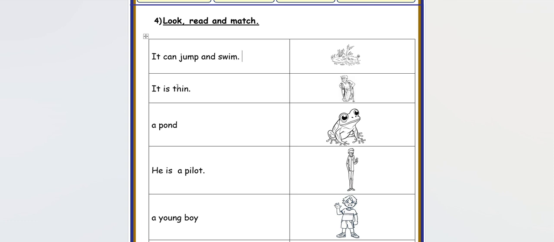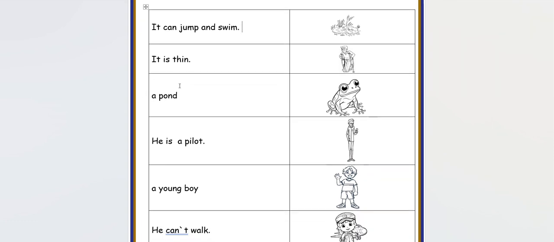Okay, it's a thin. Which one is the thin? This guy is thin. So we match this guy with this one. A pond. Where can we find a pond? We find a pond here. This one is a pond. Okay, he is a pilot.